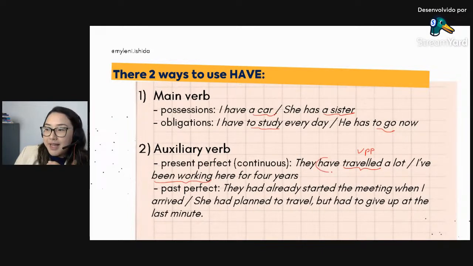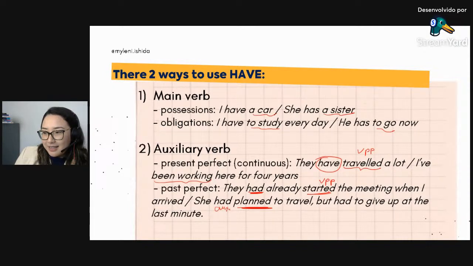In this case, the verb have is not a main verb, it's an auxiliary verb of the present perfect or the present perfect continuous. The past perfect, they had already started the meeting when I arrived. Look, had, auxiliary. Here, verb in the past participle, the main verb. She had planned, planned. So you have to look what you have after the verb have. So you will know how to use it. Okay? She had planned to travel. In this case, this is auxiliary.